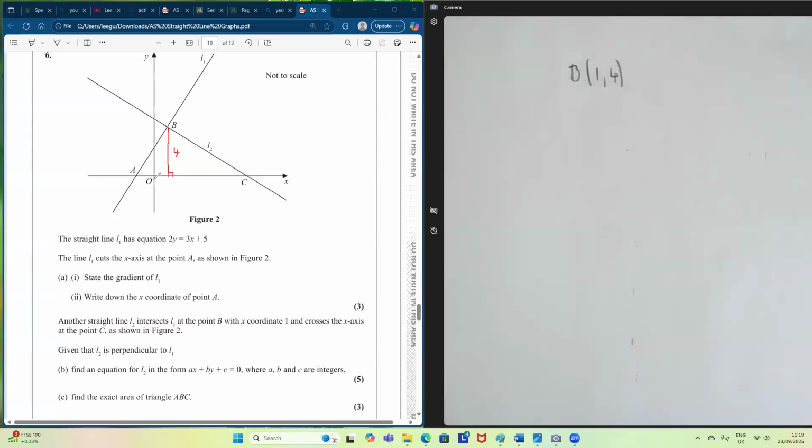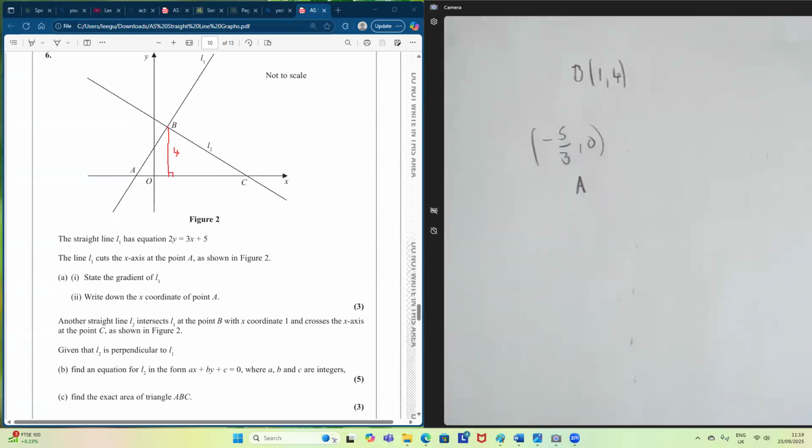We could definitely do with also knowing the length of the line segment from A to C. So we definitely need to work out the length of the line segment from A to C in order to work out that triangle. We already worked out earlier in the question what the coordinate of the point A was. We found out that the x coordinate of point A was minus 5 over 3. So minus 5 over 3, 0 is our point A.